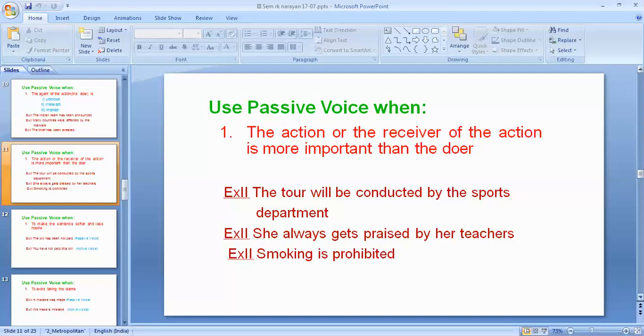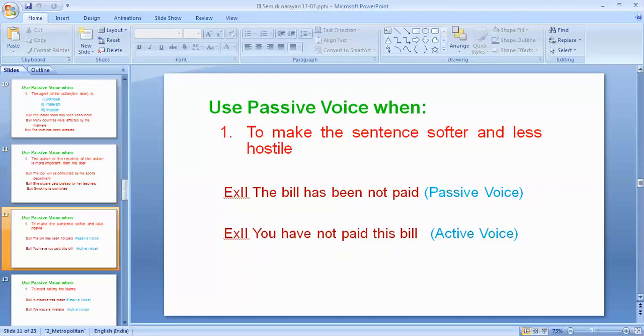And the next sentence is: Smoking is prohibited. Actually, this action of prohibition is done by somebody, but they are not important. Usually, who prohibits? The police, the government, the authorities, the society, whatever it may be. But they are not important; what is prohibited is important. The receiver of the action is important. What is prohibited? Smoking is prohibited. So here our focus is on the receiver, on what the action is taken on. So on these occasions, we use passive voice.